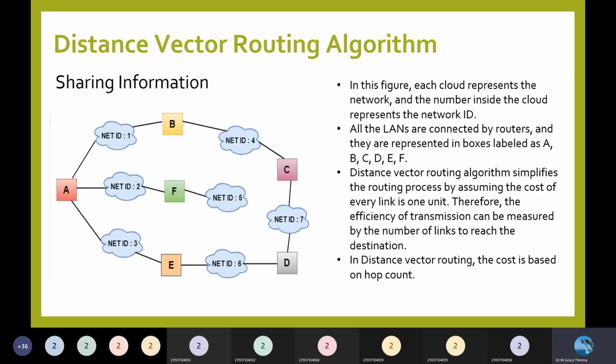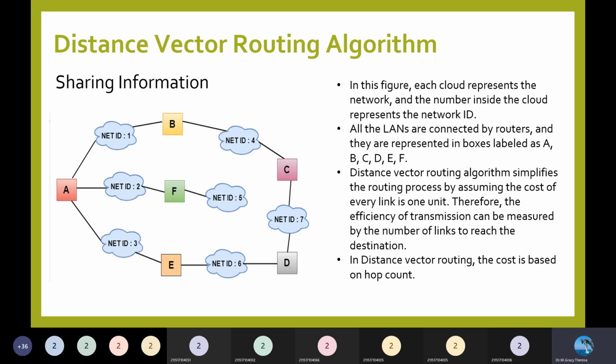So, sharing of information: the first one is about how it knows the entire network, and that is only by sharing, as I said. Here is a sample network that has been drawn. In this figure, each cloud represents a network. We have network ID 1, network ID 2, network ID 3. Each cloud represents a network, and the number in the cloud is the network ID.